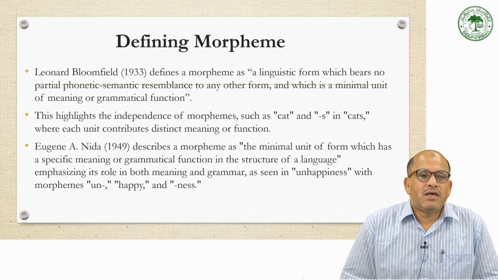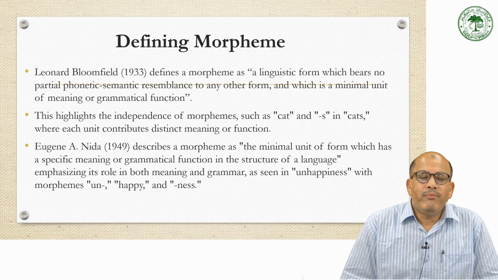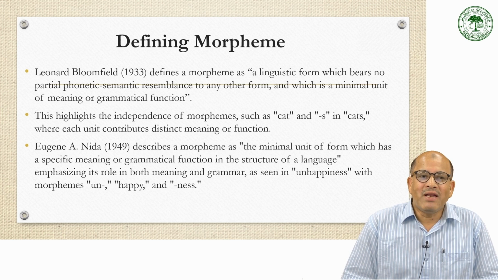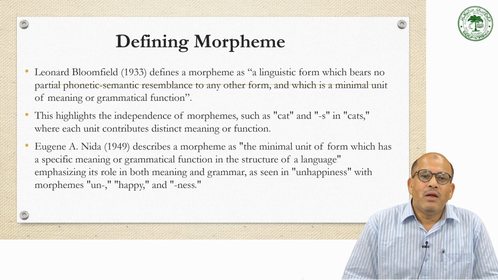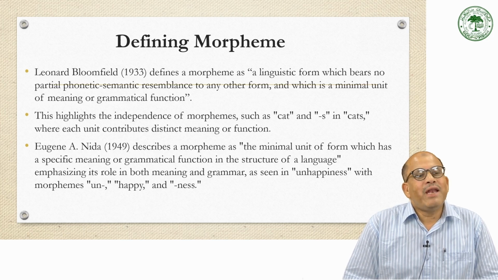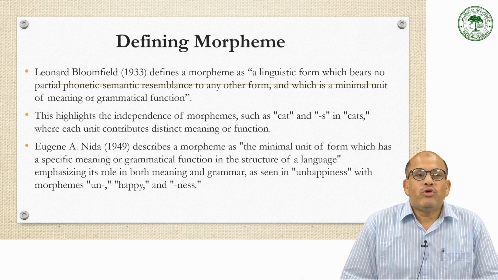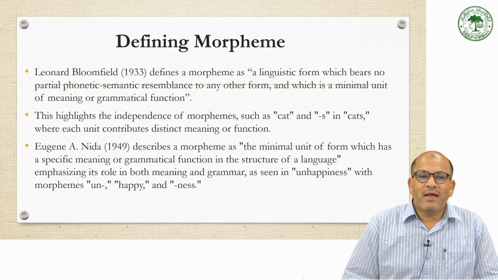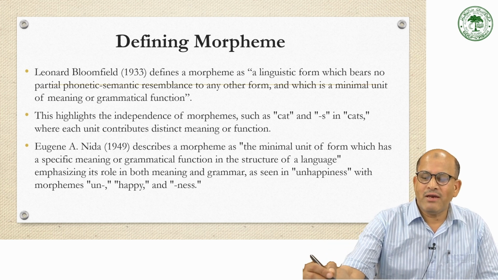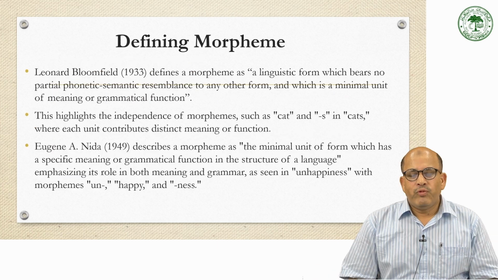Now, by definition, Leonard Bloomfield first defined the morpheme as a linguistic form which bears no partial phonetic-semantic resemblance to any other form, and which is a minimal unit of meaning or grammatical function. If you look at this or any definition, we will find these 2 things very common: minimal unit of meaning and also grammatical function. So this highlights the independence of morphemes such as cat and s in cats.